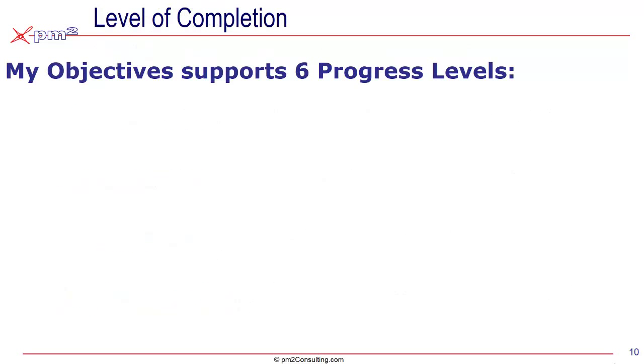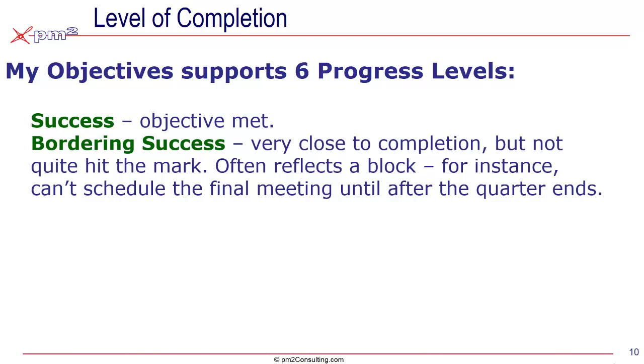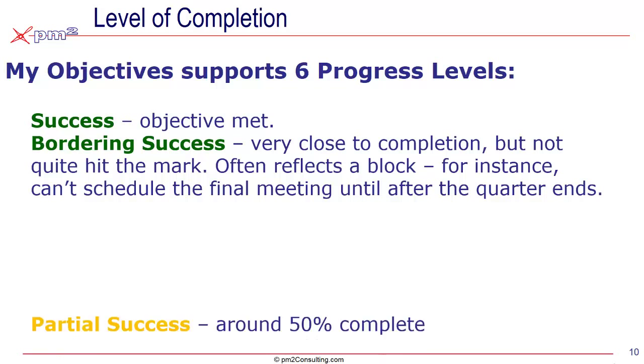The second dimension, of course, is the level of completion. Within My Objectives, we have 6 progress levels. Success, you've met the target level of performance. Bordering success, you're close to it, but you haven't achieved it. And so there may be something that's causing some difficulty: resources, timing, that kind of thing.